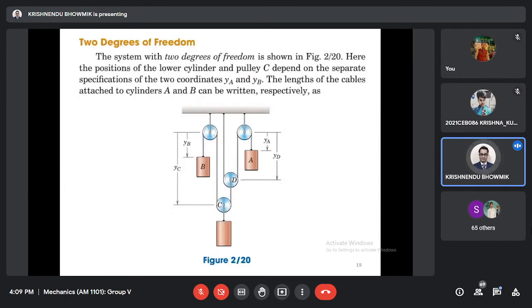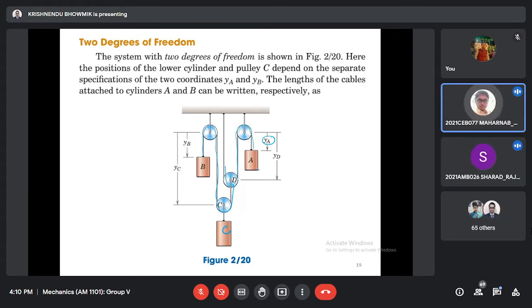This one. How many degrees of freedom do we have? We have cables. This is one cable, this is one cable, and this is a second. Consider this one. Maybe you fix YA. That means this is fixed. Now, can you move block B, or maybe this is C? I have fixed here, and fixing here means this length is fixed.